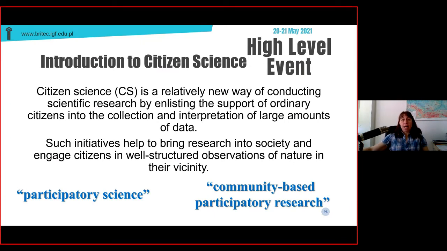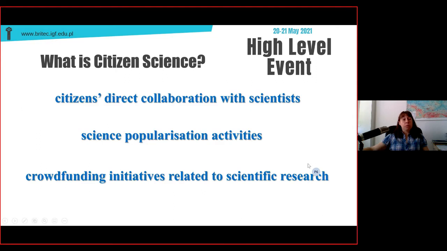What do we mean by citizen science? It's quite often called participatory science or community-based participatory research, and it's a relatively new way of conducting research by enlisting the support of ordinary citizens in the collection and interpretation of large amounts of data. The definition of citizen science may be quite broad. For instance, it may include such actions as citizens' direct collaboration with citizens through science popularization activities and crowdfunding initiatives related to scientific research.